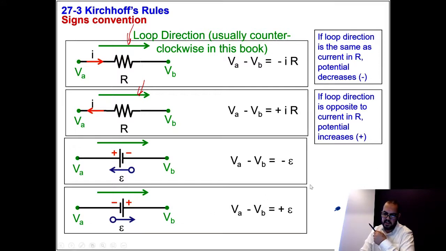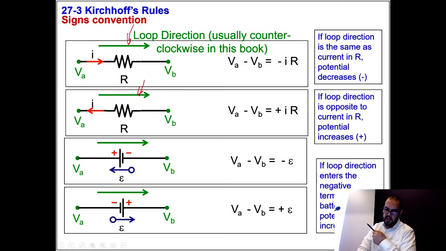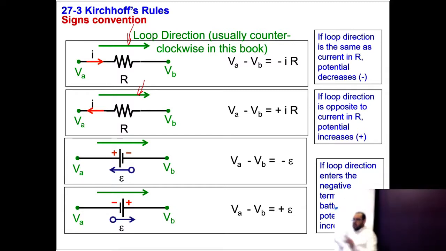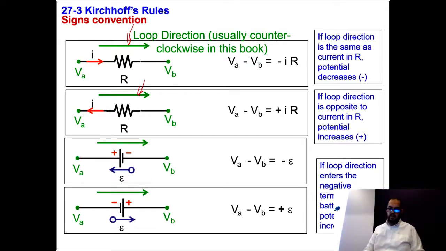So this is the rule. If the loop direction enters the negative terminal of a battery, the potential increases. If the loop direction enters the positive terminal of the battery, the potential decreases. So this is what we have to remember. These are 4 sign conventions that we use in order to write Kirchhoff's laws. And if you mix up these, you will get the wrong equation. So you really have to understand these and remember them, so that when you write Kirchhoff's laws, you will write them correctly.